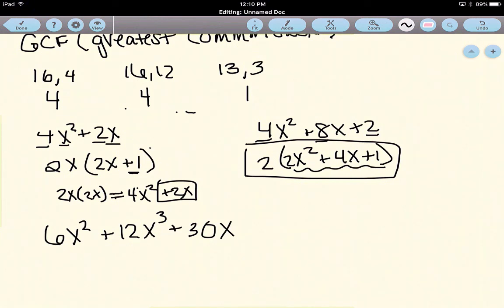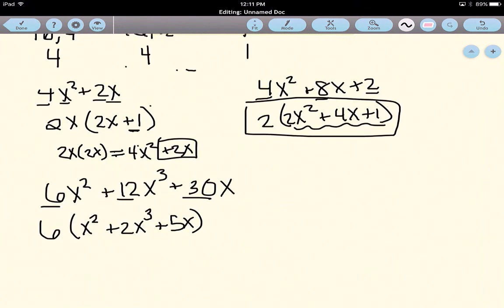Here we can find what is the GCF of 6, 12, and 30. It's going to be a 6. That's going to give me x plus 2x squared plus 5 remaining. Is there a GCF of this trinomial? Good, we can pull out an x. So I'm going to get 6x times x squared plus 2x cubed plus 5x.